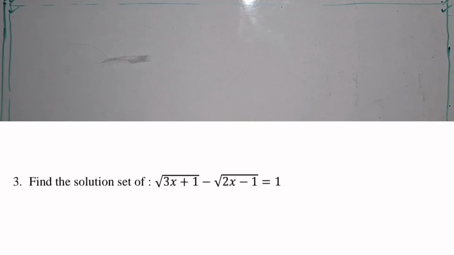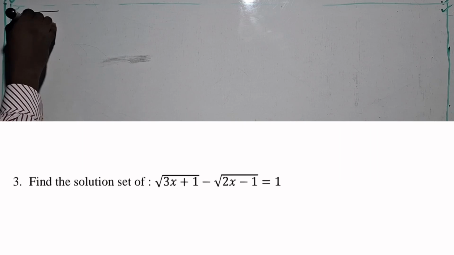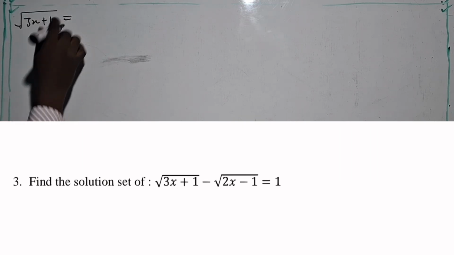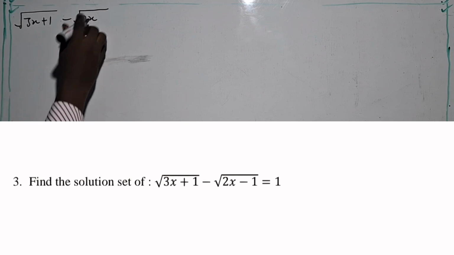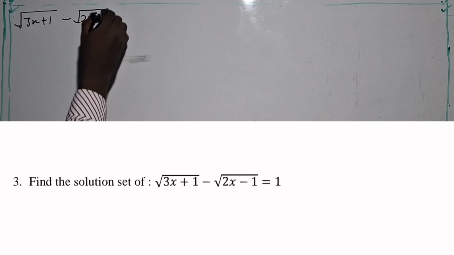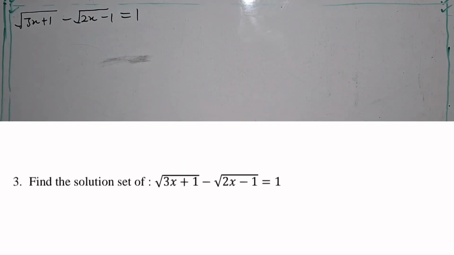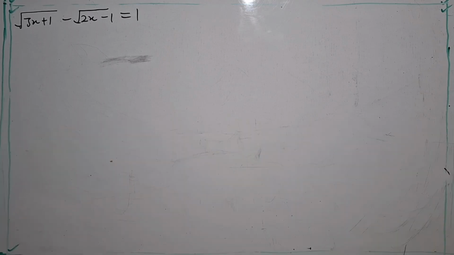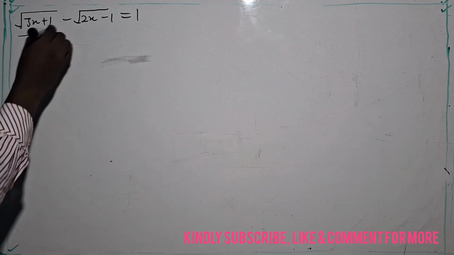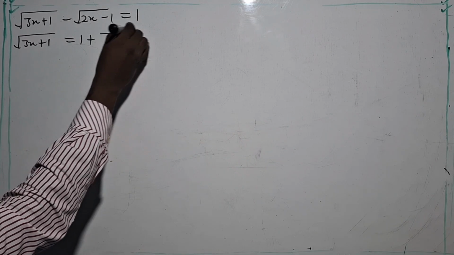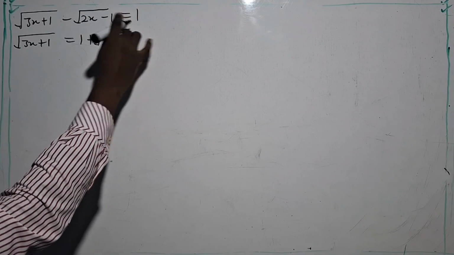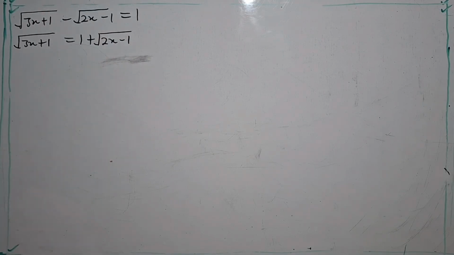So the third question on the screen, you have to find the solution set of √(3x + 1) − √(2x − 1) = 1. As we know, we have to isolate the radical. So here is going to give us √(3x + 1) is equal to 1 plus √(2x − 1). Here it is negative, so when it moves across, it's going to be positive.